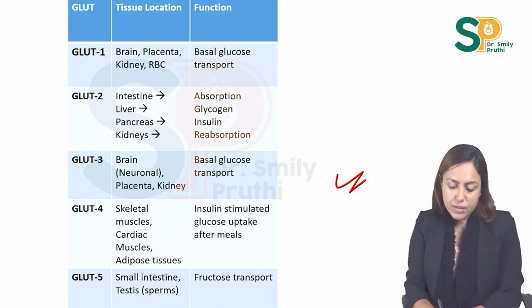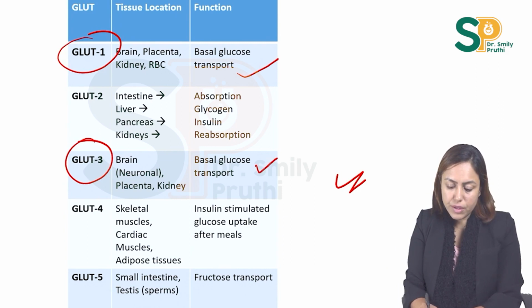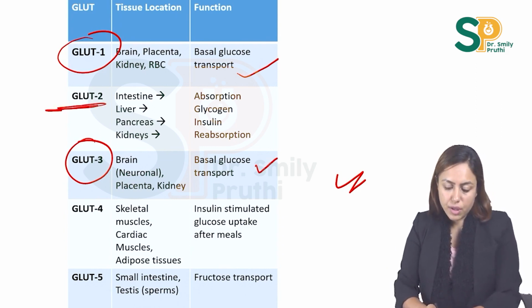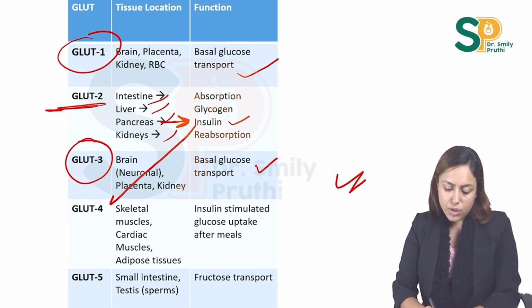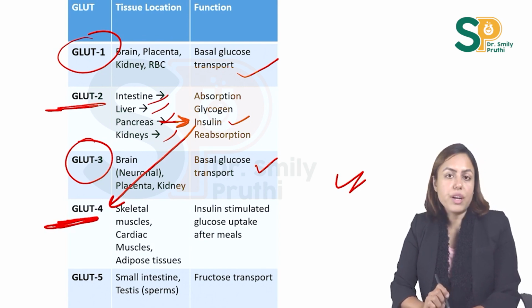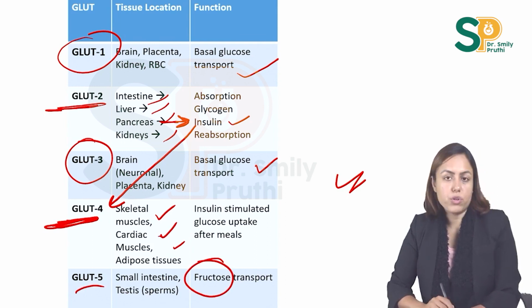Let's quickly revise. GLUT1 and GLUT3 are in fasting and they are doing basal glucose transport. Then GLUT2 in fed state, and it is present in intestine, liver, pancreas and kidneys. When pancreas gets glucose in fed state, then insulin is released. Insulin will activate next GLUT, that is GLUT4. So it is present on cardiac muscles, skeletal muscles and adipose tissue. Okay. GLUT5 is for fructose, right?